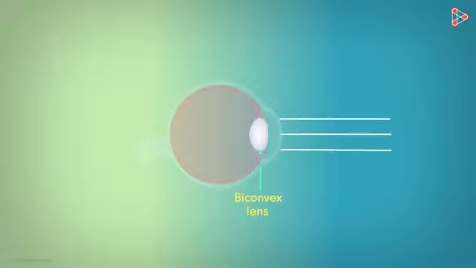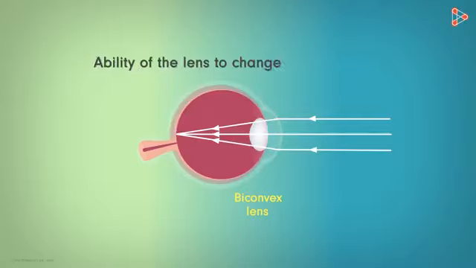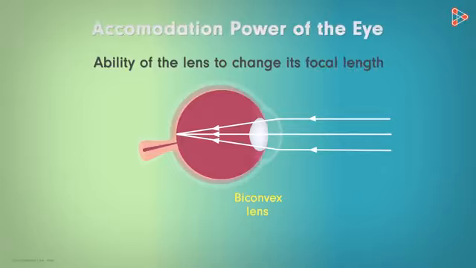It refracts light, yes, but its main objective is to make sure that the image is formed on the retina only. By changing its shape, the lens controls the direction of propagation of light. This ability of the lens to change its focal length is defined as the accommodation power of the eye. This is something we've seen in the previous videos. In this video, we will discuss a few of the most common eye defects.